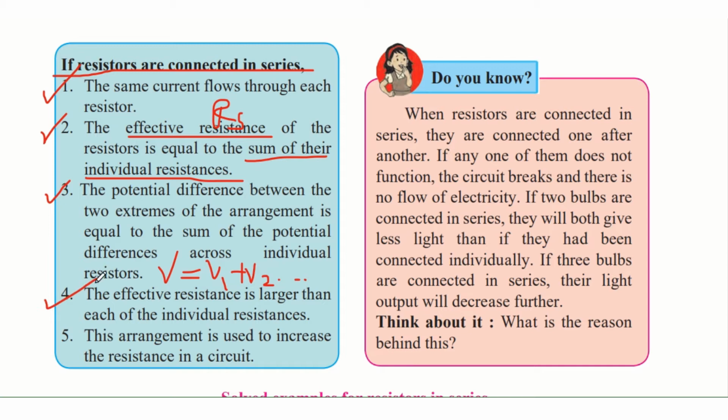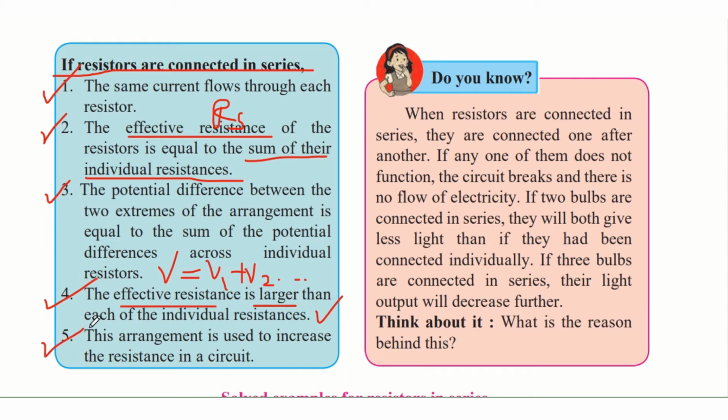Then the fourth point is the effective resistance is larger than each of the individual resistances. This is also very important, and we will find out later why it is important. Here we are adding each of them. So no matter what each of the resistances is, it will always be added. Therefore, the effective resistance will always be a number greater than each of the individual resistances.